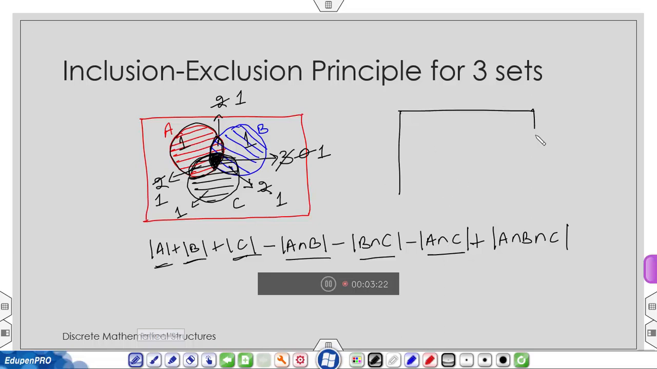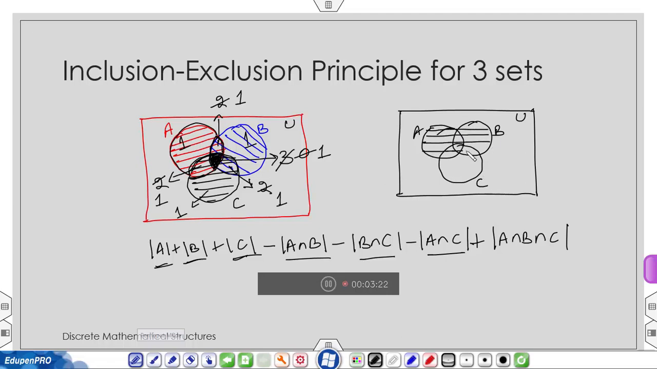That means now we have, this is the universal set, this is set A, this is set B, this is set C. Now all these areas are included only once. That means we have covered this area, which gives us A union B union C. So this is the inclusion-exclusion principle for three sets.